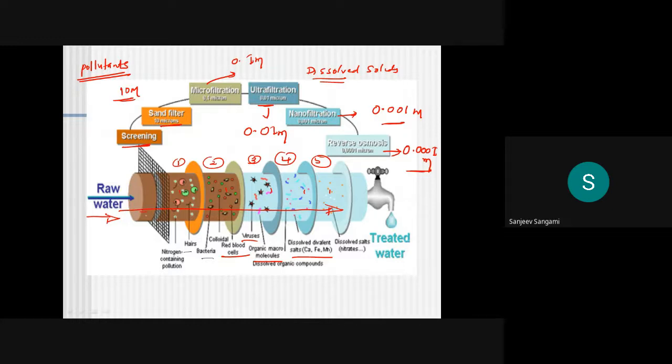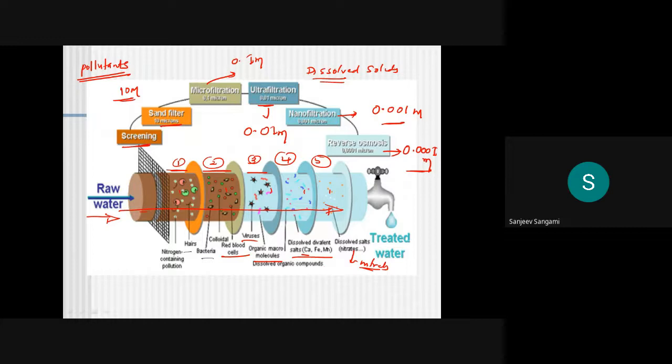At the initial stages, the larger particles are removed. Then at this stage, the colloidal or blood cell particles are removed. Here, smaller particles than that are removed, and here dissolved divalent salts, that is calcium, iron, and so on, are removed. Then dissolved salts such as nitrates are removed.